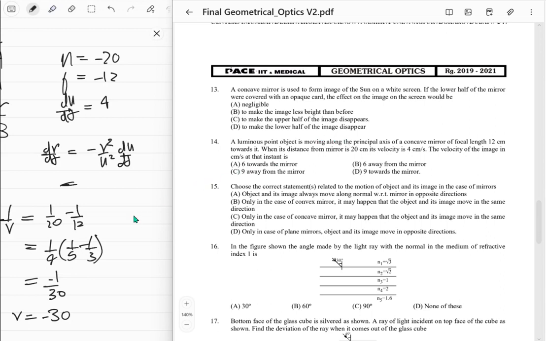Because v is, no, v is negative. I thought it would be positive. Okay, if it's negative, then it's away from the mirror, because it's already negative and it's becoming more negative. So away from the mirror. So 9 away from the mirror. 14c.